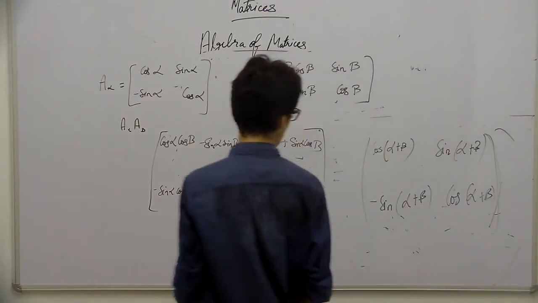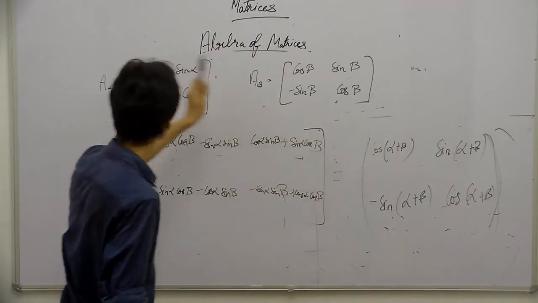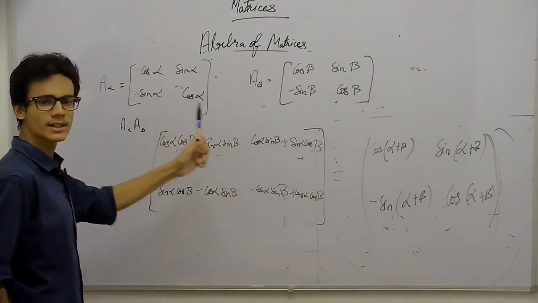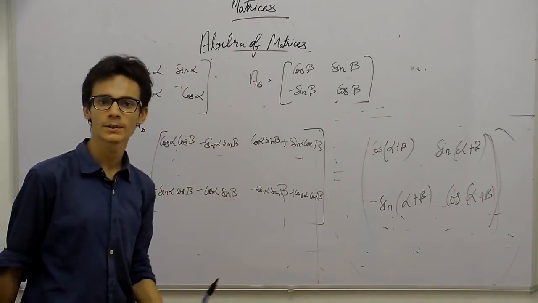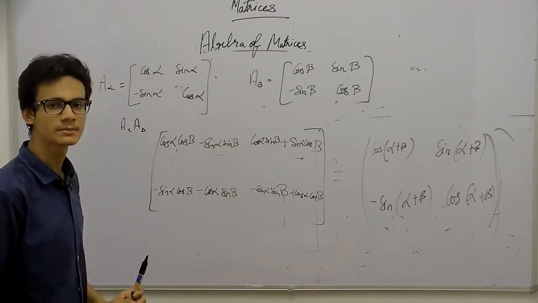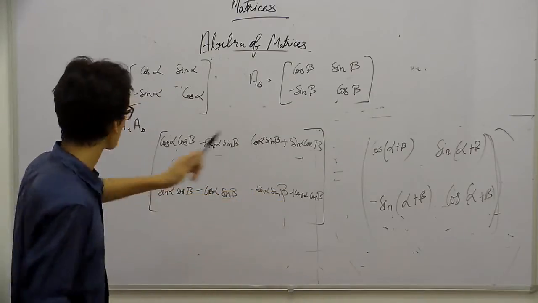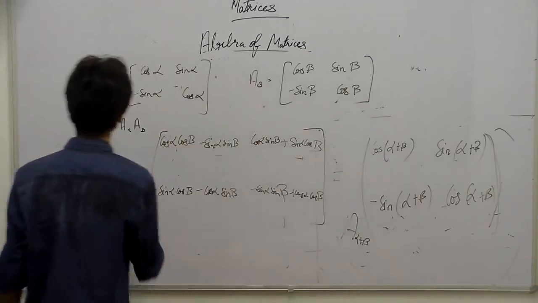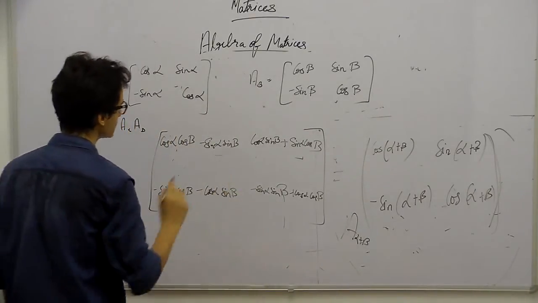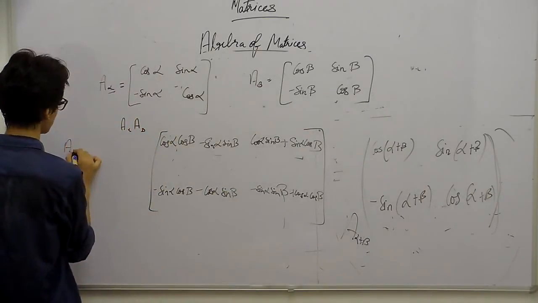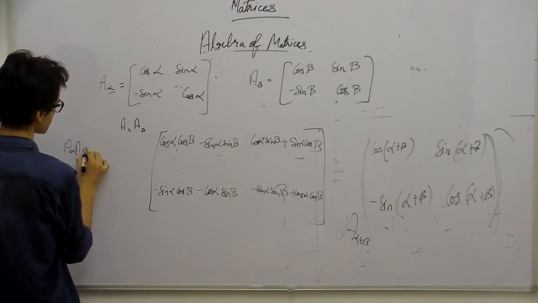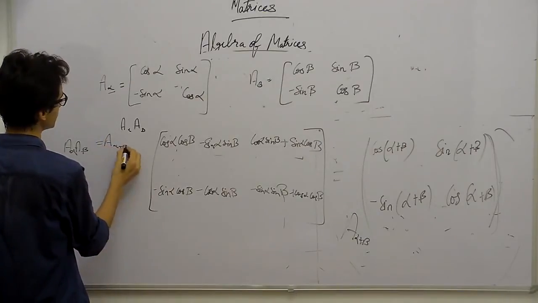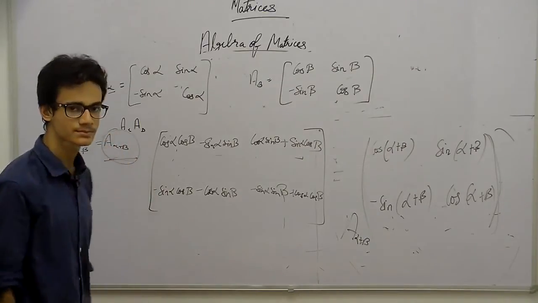If we match this matrix with the original matrix, what do we see here? That alpha has been replaced by alpha plus beta and everything else is the same. So basically this matrix can be written as A of alpha plus beta, because we have just replaced alpha by alpha plus beta. So A alpha A beta, which was the question itself, is equal to A of alpha plus beta. This is the answer.